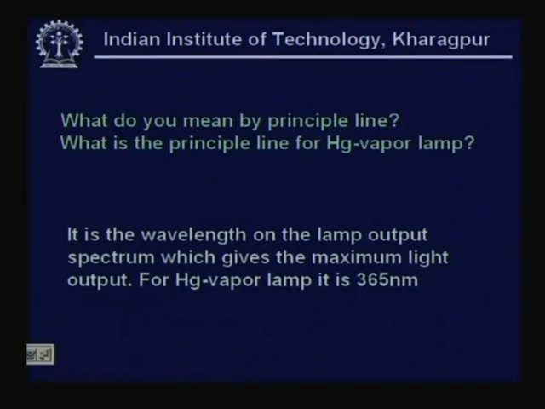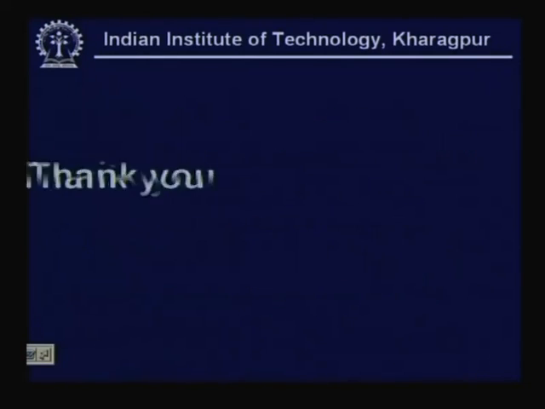What do you mean by principal line? What is the principal line for mercury vapor lamps? It is the wavelength of the lamp output spectrum which gives the maximum light output. For mercury vapor lamp, it is around 365 nanometers. This is the thing. Thank you.